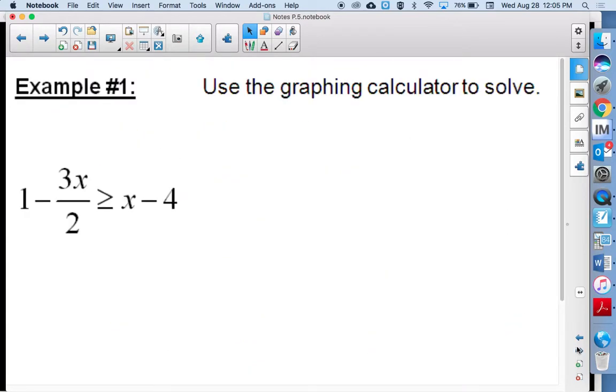So you can get out your calculator. If I don't have one with me, I try to remember to bring one, but I don't have one with me today. Does everybody have one?